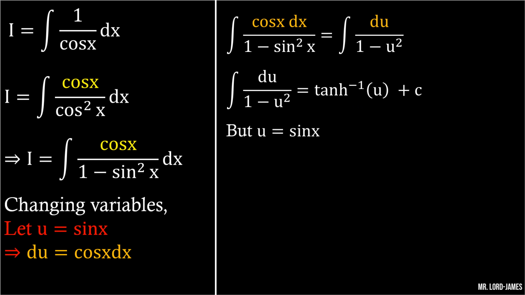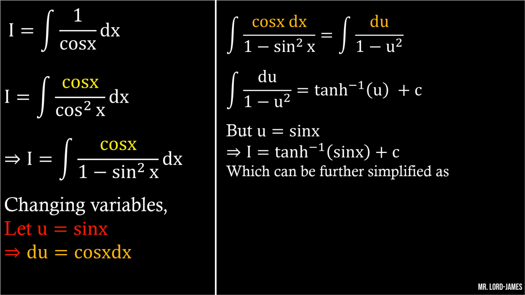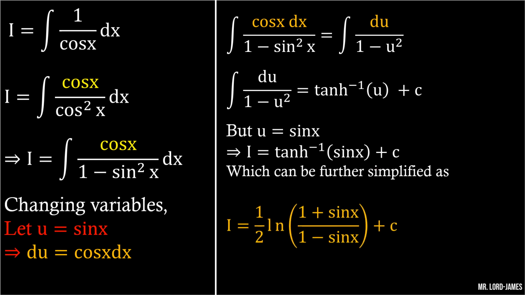But what's u? u was sine x, and so we get that I will be equal to tan inverse of sine x plus the constant of integration c. Now, this can be further simplified, using the definition of tan inverse in terms of natural logarithm, I will be equal to a half times the natural logarithm of 1 plus sine x divided by 1 minus sine x plus a constant of integration c, where the absolute value of sine x should always be less than 1.